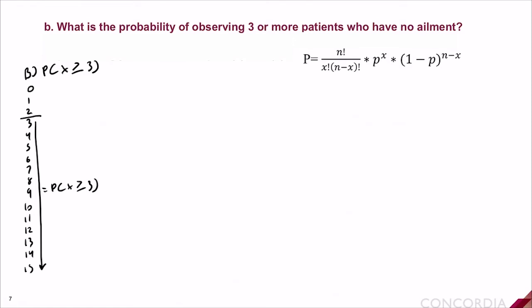However, the binomial formula only allows us to input one X at a time. So inputting all those X's would take quite a bit of time. However, there is a shortcut.